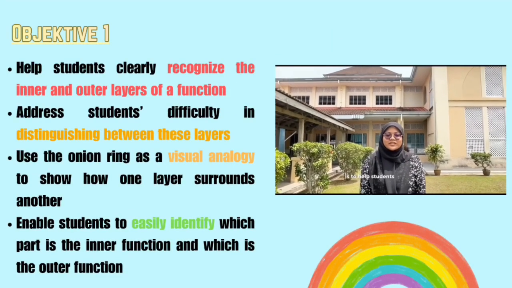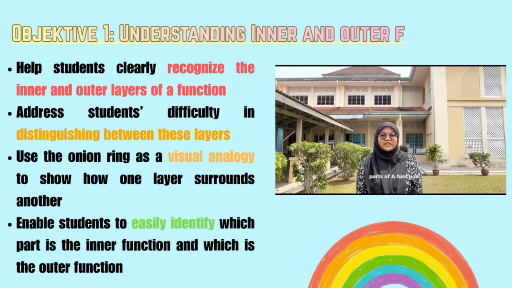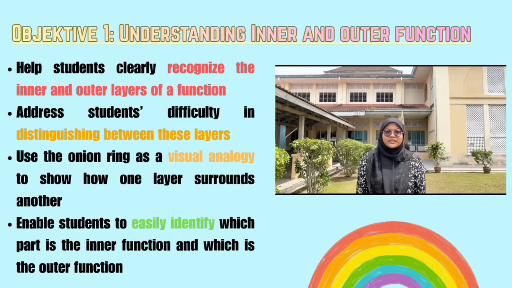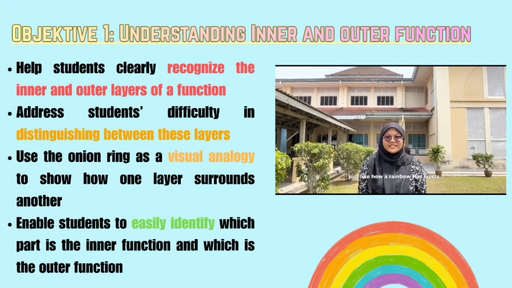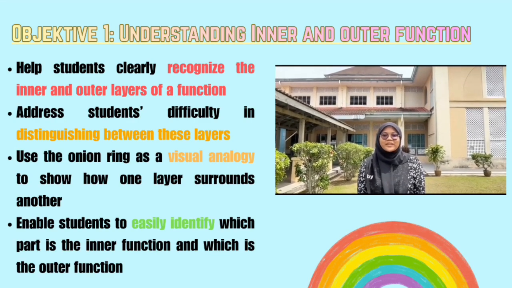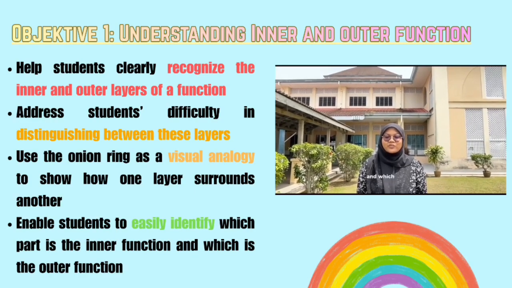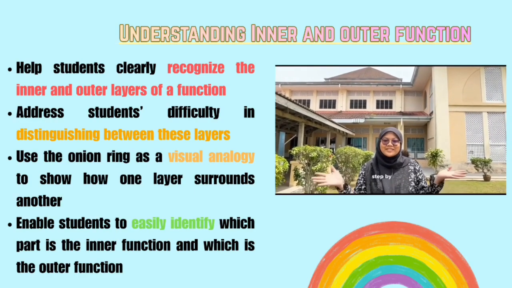The first objective is to help students easily understand the difference between the inner and outer parts of a function. Many students get confused when trying to see which part comes first. So this activity uses the idea of a rainbow chain to make it clearer. Just like how a rainbow has layers, a function also has layers. By seeing it this way, students can better recognize which part is inside and which is outside, making it easier for them to solve problems step by step.